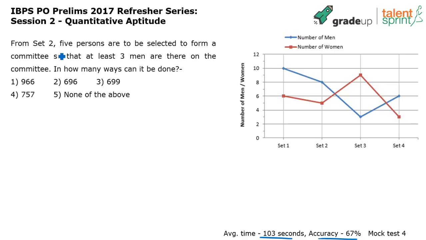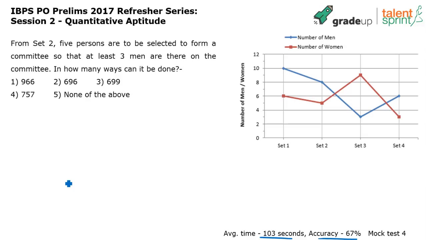What is the question? From set 2, 5 persons are to be selected to form a committee so that at least 3 men are there on the committee. In how many ways can it be done? It's a simple question from permutations and combinations, but the data is in terms of a line graph. So nothing new about it. You should spend about 45 seconds to get the right answer. I don't know why it takes 103 seconds. 45 seconds is ideal time in my view. Let's see how many of you get the right answer.